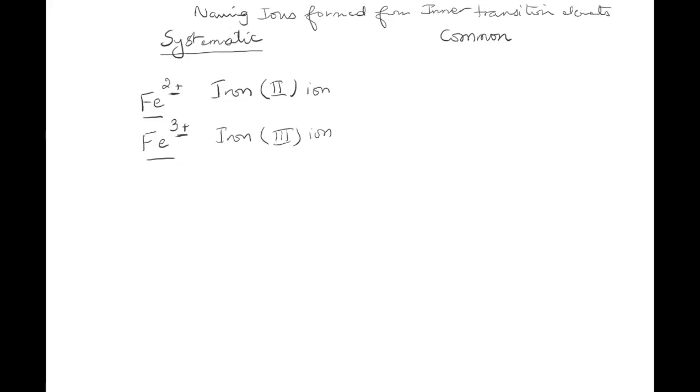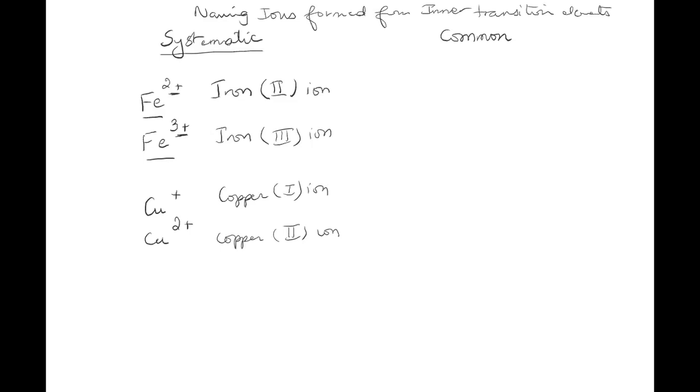Let's take a look at a couple other examples. Let's do copper. We know that copper forms two different ions, either +1 or +2. So again, I'm going to put the name of the element, which is copper, followed by the charge as a Roman numeral in parentheses, copper(I) ion. This would be copper(II) ion, and so on.